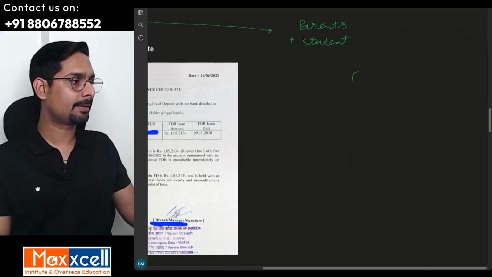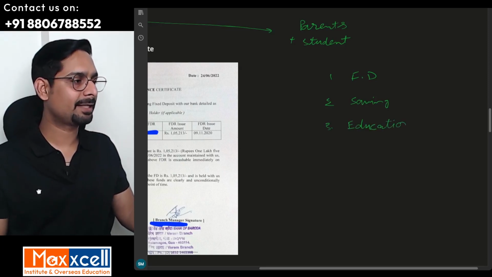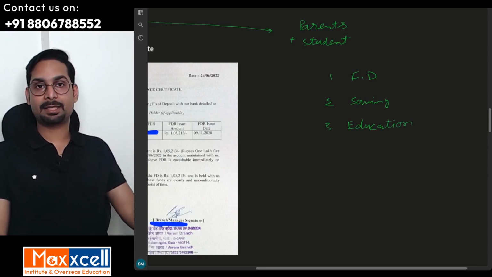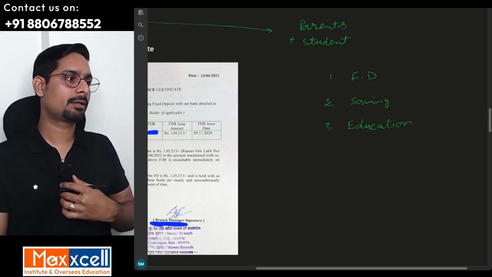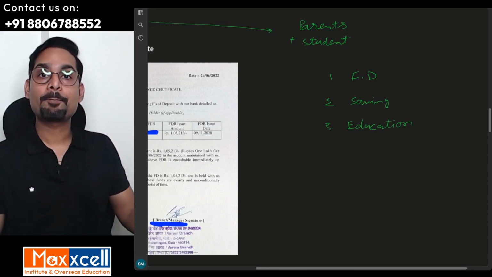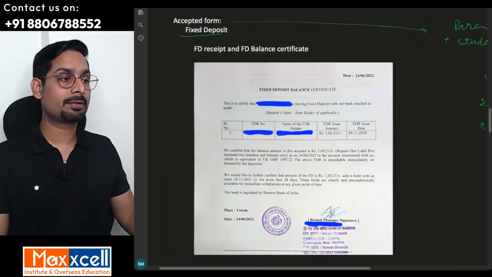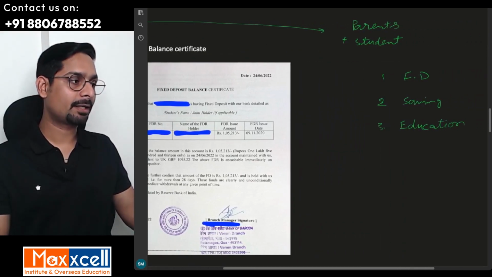Okay, so three forms. Remember, it's what? Fixed deposit, saving bank account, and education loan. Okay, if you try to use some other form of funds, maybe say mutual funds or PPF or say a provident fund of your parents or some other kind of funds, that will not be accepted in case of UK university, if you're applying for UK university and requesting for CAS. All right, so keep in mind FD, saving bank account, or education loan.